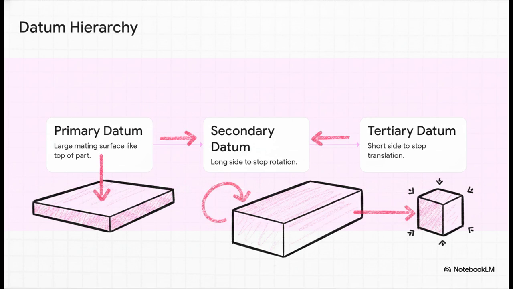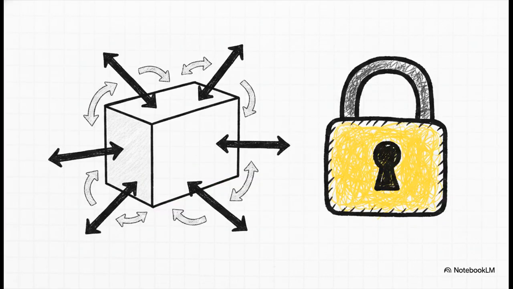And finally, the tertiary datum, like a short edge, to stop that final translation. You have to mathematically constrain the part's 6 degrees of freedom. That's 3 translations along the X, Y, and Z axes and 3 rotations around them to establish a valid datum reference frame. This is just a fundamental concept for both CAD design and the metrology lab.